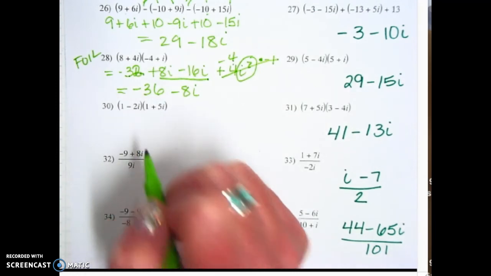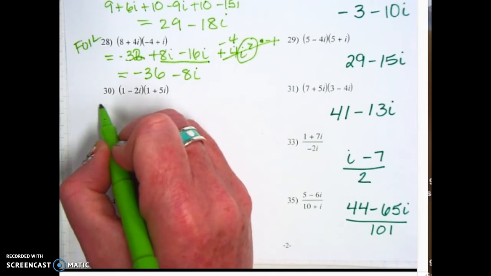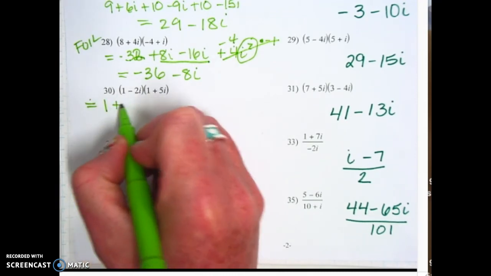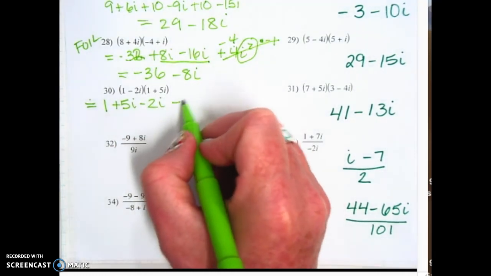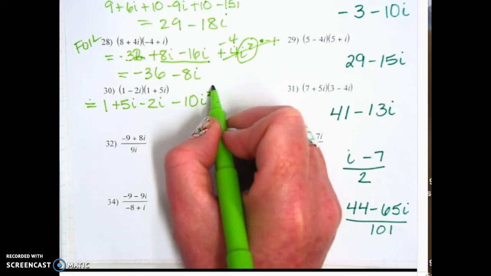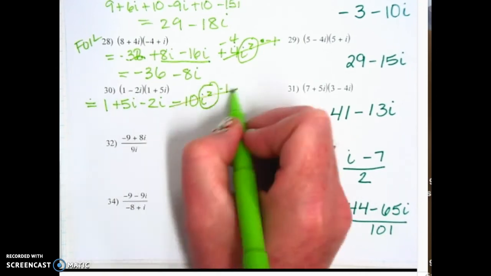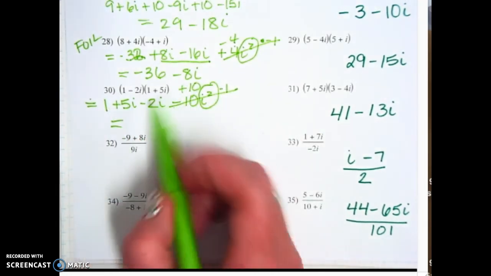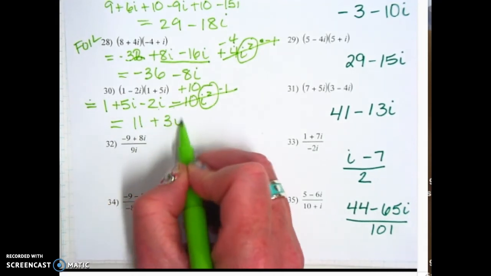Number 30, we want to FOIL again. So first is 1. Outside is 5i. Inside is negative 2i. And last is negative 10i squared. So we know i squared is negative 1. And negative 10 times negative 1 is positive 10. So when we combine our real numbers, we get 11. When we combine our imaginary numbers, we get plus 3i.